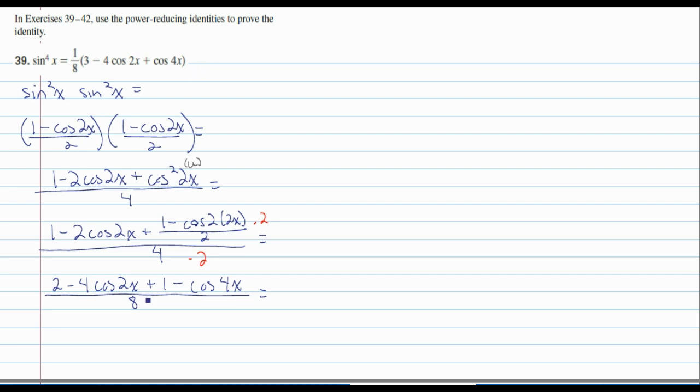So I'm going to combine the numerator first. Oh, I can do that both. I'm going to factor out the 1/8, the 8 in the denominator, and then that leaves me with the expression 2 plus 1, which is 3, minus 4 cosine of 2x minus cosine of 4x, which is exactly what the problem wanted my expression to look like.